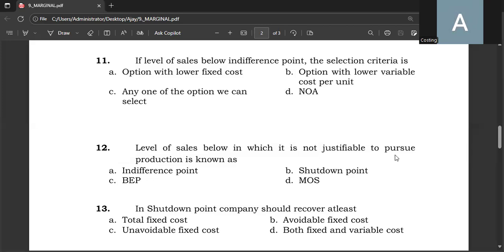Question 13. In shutdown point, company should recover at least option A. Total fixed cost. Option B. Avoidable fixed cost. Option C. Unavoidable fixed cost. Option D. Both fixed and variable cost.